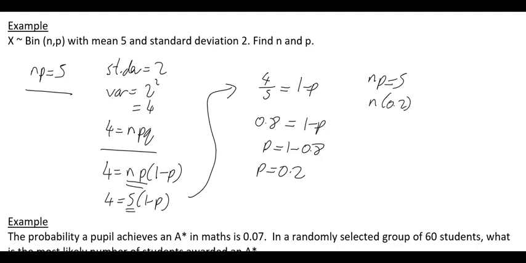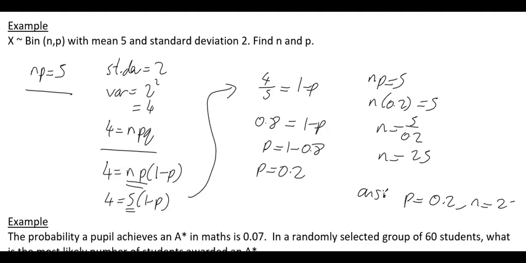Go back to the start then, you knew that np is equal to 5, so that's now n times 0.2 is equal to 5, so n is equal to 5 divided by 0.2, and 5 divided by 0.2 is going to be 25. So your answer, tidy it up: p is equal to 0.2, n is equal to 25.